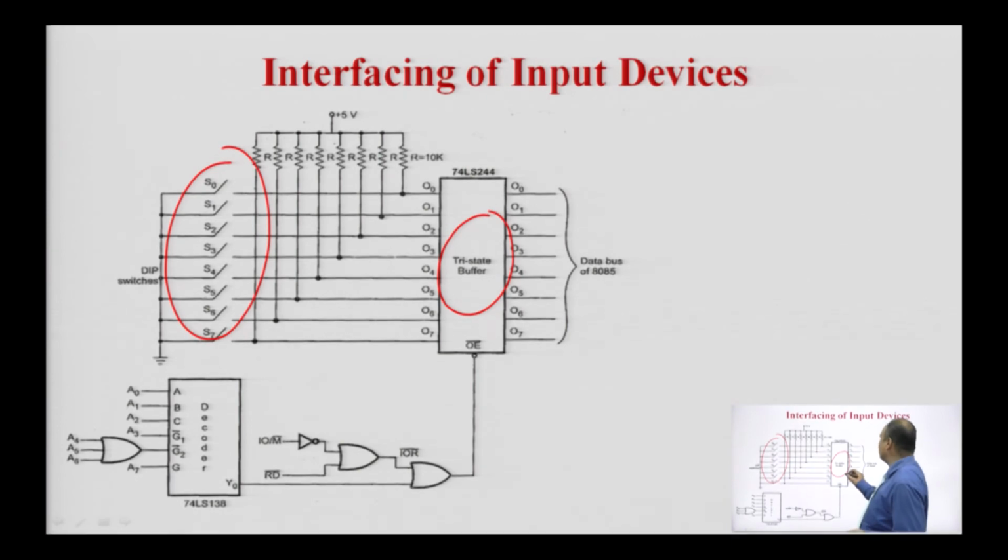So, the tri-state buffer is the input interfacing device which will interface the switches, which are an example of input devices, with the microprocessor. Here, the 8085 microprocessor needs to be connected with the help of the data bus. So, the output of this tri-state buffer is connected to the data bus of the 8085 microprocessor.